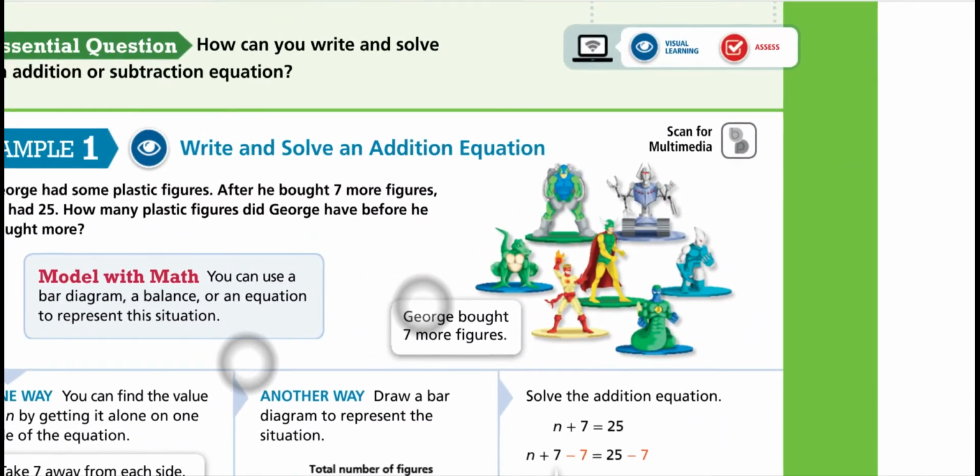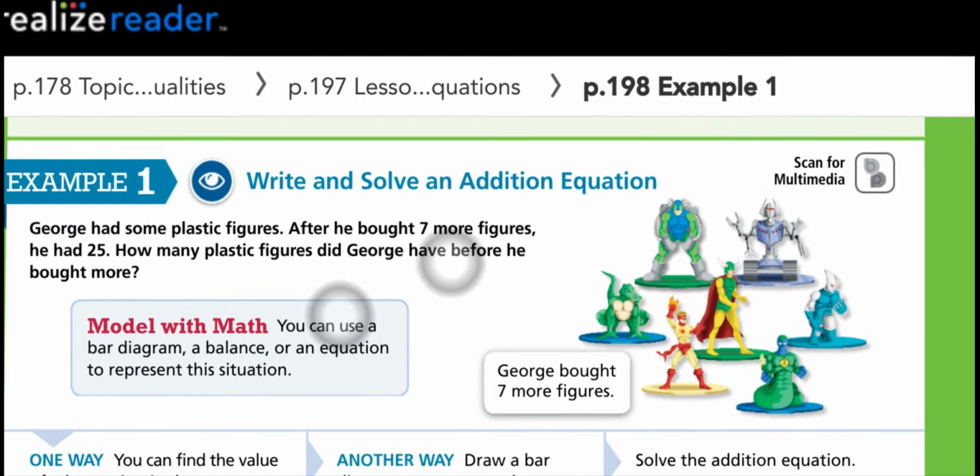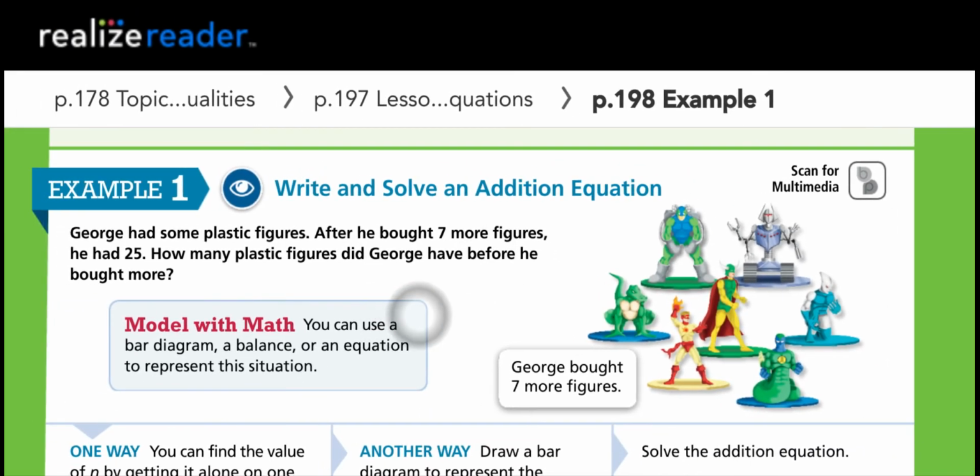Okay, now let's look at example 1 here. Example 1 says George has some plastic figures. Anytime you see some, that's just some amount. S-O-M-E, some. Some amount of plastic figures. That's an amount that we don't know. After he bought 7 more figures, he had 25. How many plastic figures did George have before he bought more? So he had some amount of plastic figures, he bought 7 more, then he had 25.